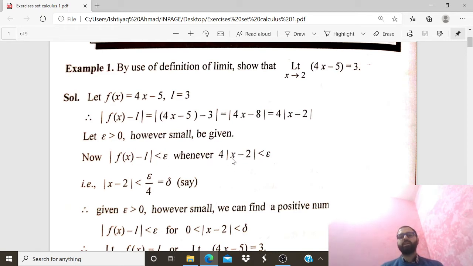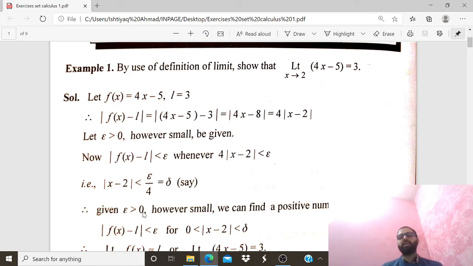So here I am putting mod of f(x) minus L less than epsilon. What is your f(x)? This is 4x minus 5, and L is 3. When you put all these things inside this mod, it comes out to be 4 times mod of x minus 2, and putting this less than epsilon gives a condition on mod of x minus 2, which is exactly the condition on mod of x minus a. So that is less than epsilon by 4, and that epsilon by 4 will work as delta.